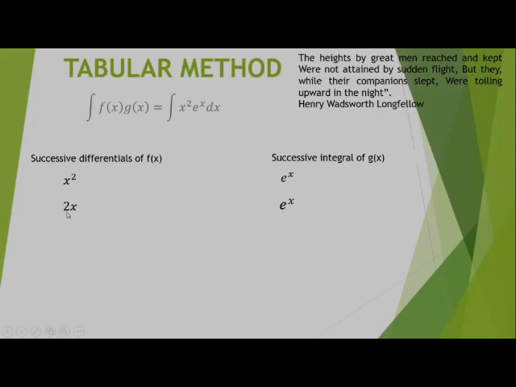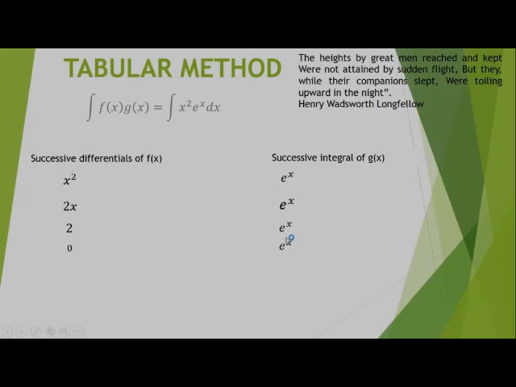Now let's differentiate this again. When you differentiate 2x, you arrive at what? 2. And when you integrate e^x, you arrive at what? e^x. And finally, when we differentiate 2, because 2 is a constant, the derivative of a constant will give us 0. And when you integrate e^x, we also arrive at e^x.